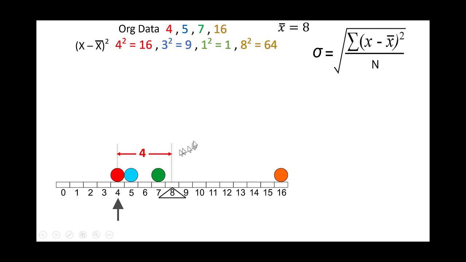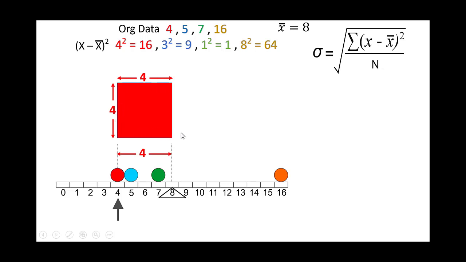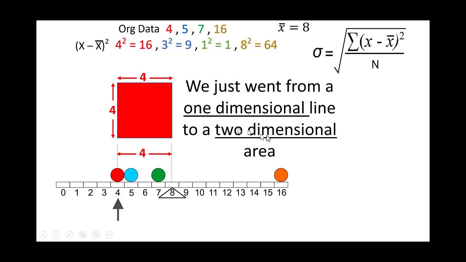It's just a distance. Up here, if you look at the formula, we're squaring the value. And so when we take 4 squared, we end up with 16 over here. So we're going to have something that looks like this. We're squaring the values. And what we've done is we've just gone from a one-dimensional line to a two-dimensional area. And that's the big difference between the two formulas.